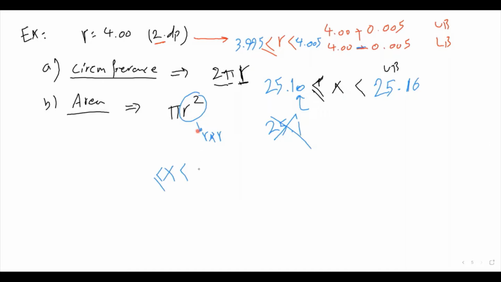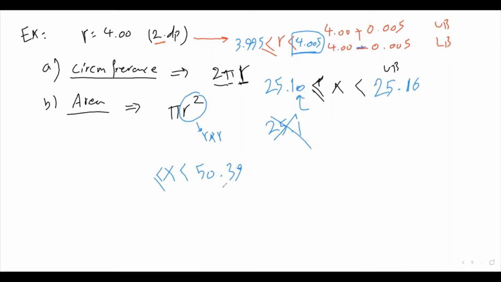If you want to get the upper bound, each time basically you have to choose the upper bound and multiply it by itself. So it means pi times this guy squared, right? So 4.005 squared. And the final answer would be 50.39. That's up to 2 dp.